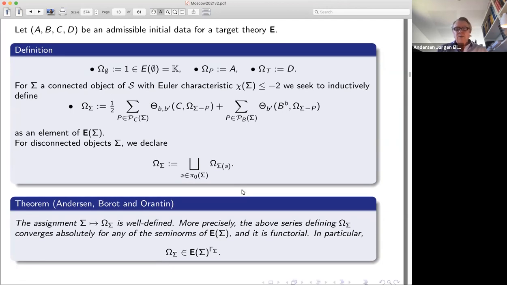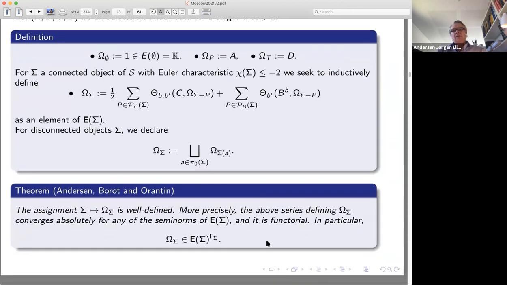And then the main theorem of this whole game is that this assignment is well defined. More precisely, the above series defining omega sigma here is absolutely convergent for any of the semi-norms that we have on these vector spaces here, and it's functorial in its mapping class group invariant.